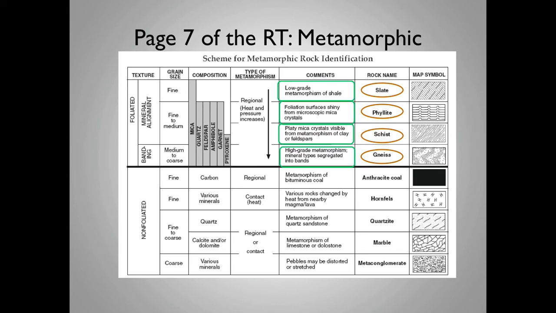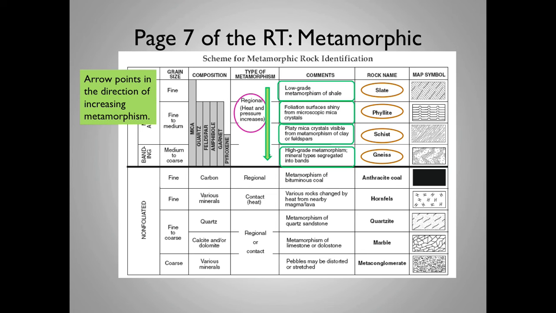So banding means stripes. You can see that this is all formed by regional metamorphism when the rocks in the entire area are metamorphosed, intense heat and pressure. And you can see that the arrow points in the direction of increasing metamorphism. So it goes from low grade at the top to high grade at the bottom.